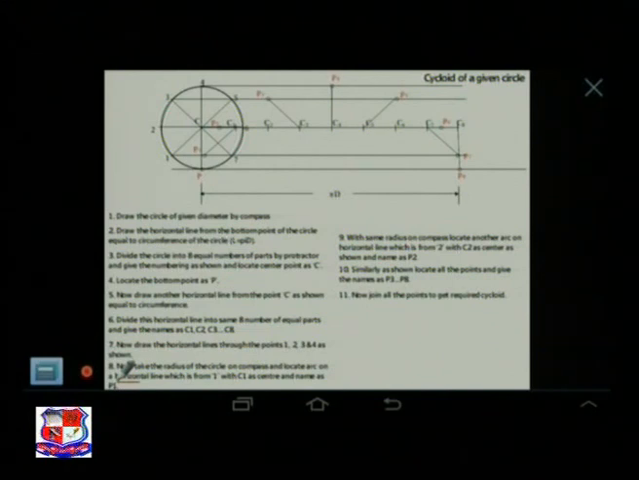So now join all the points to get the required cycloid. So join all the points, then we'll get the required cycloid. Okay, this is the cycloid for a given circle.